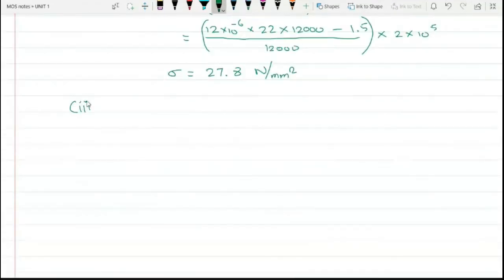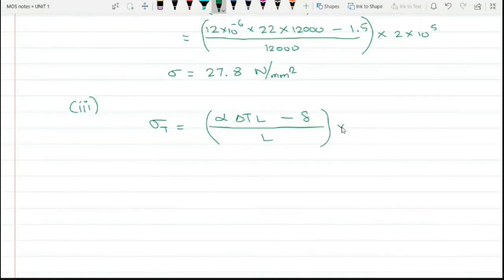Third part, we use the same formula. We know that stress is equal to, right? So alpha del T L minus del, whole divided by L into E. In this, now they say that this is 20. If this is 20, you have to identify what is this. You have to find out what is this value. Right? What is this? Okay. So just substitute it again. You just cross multiply and find the values. So stress is 20.